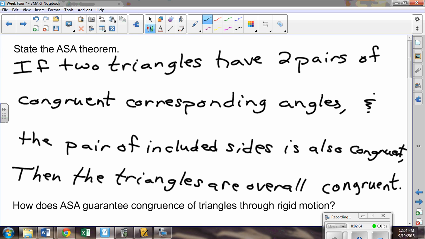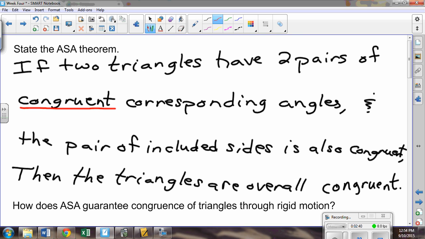If you have two triangles, and there are two pairs of congruent corresponding angles, and you also have a pair of included sides that is congruent, then we would know the triangles are overall congruent. I wrote this with some spacing because there is some terminology that we've been using and we've defined, but I want to make sure that you still remember it. In particular, what does that thing mean?